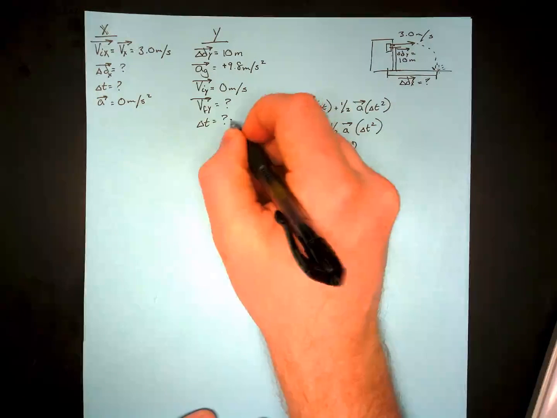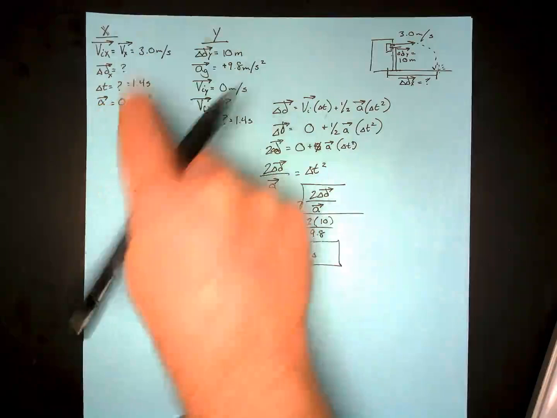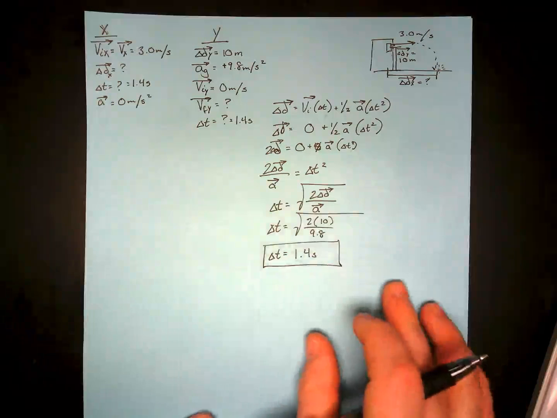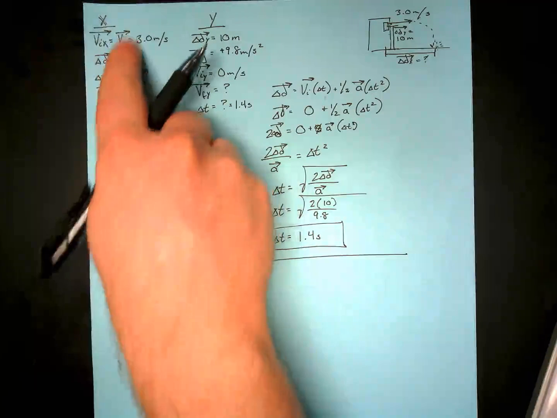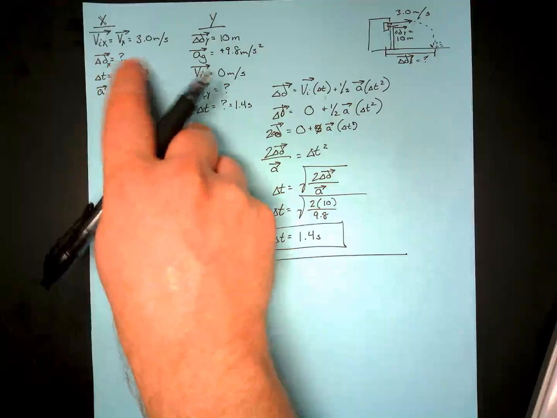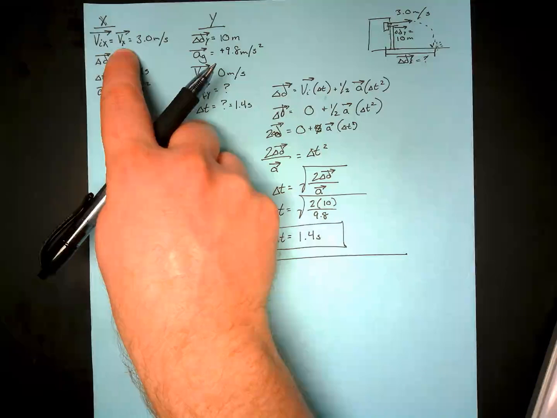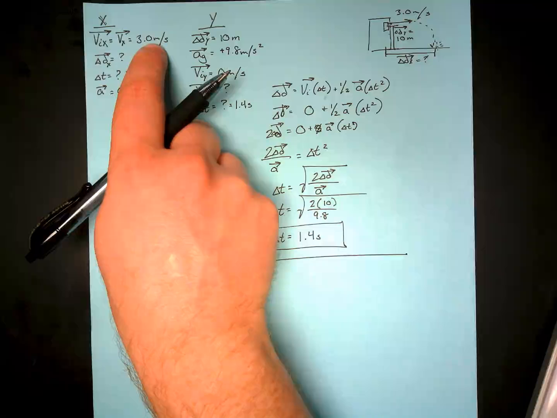So 1.4 seconds, which is awesome. Now we've got something to work with over here. So let's work with it. Now all we've got to look at, and this is why I wanted to show you that this is just Vx, is that this is the final and the initial. There's no change. So it's just 3.